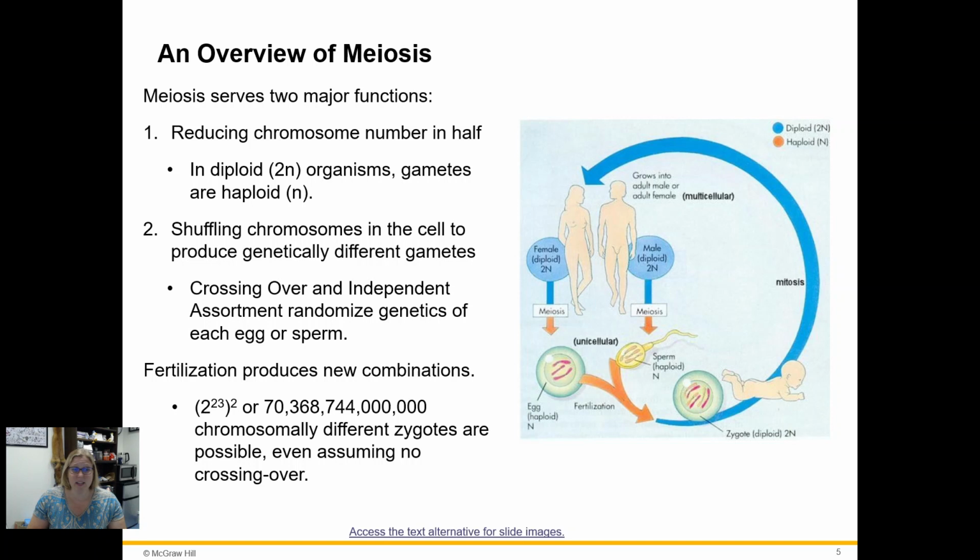But what 50% is completely randomized by the process of shuffling chromosomes and crossing over, okay? And we'll talk about those a little bit more in a couple slides.